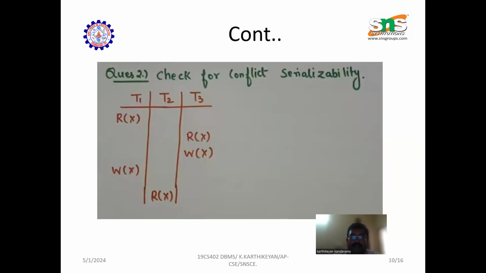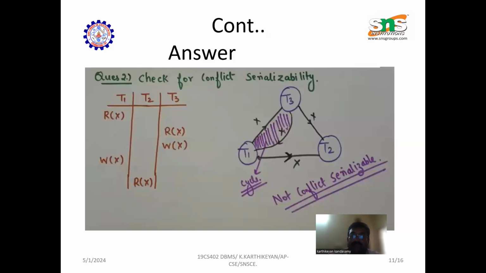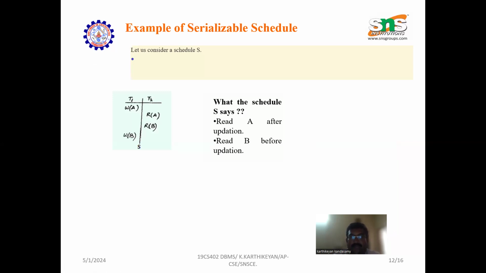So check for conflict. Read of X is available, and WX is available. Suppose a cyclic form exists, then there is no serializability. If a cycle is not formed, that is called conflict serializability in your system. So this is the answer: non-conflict serializable. If a cyclic form creates itself, it is not conflict serializable. Suppose a cyclic form is not created; that means an acyclic form, and it is conflict serializable. So this is one of the examples.